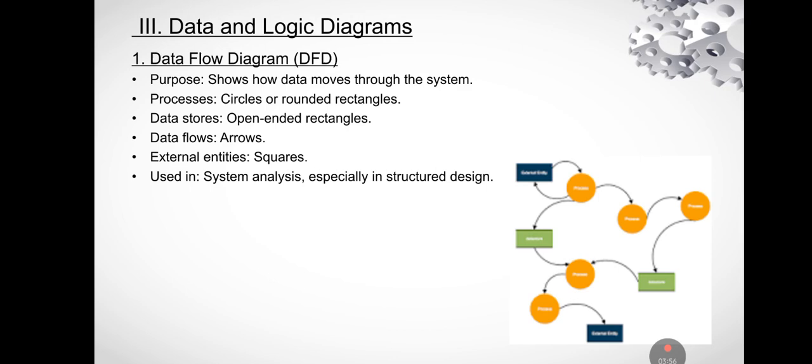The third type of software diagram is data and logic diagrams. In data and logic diagrams, we first discuss the data flow diagram. It shows how data moves through the system. The circles or rounded rectangles denote processes and the open-ended rectangles are the data stores. Arrows are data flows and the external entities are squares. It is used in system analysis, especially in structured design.